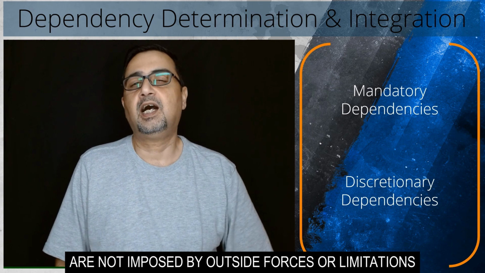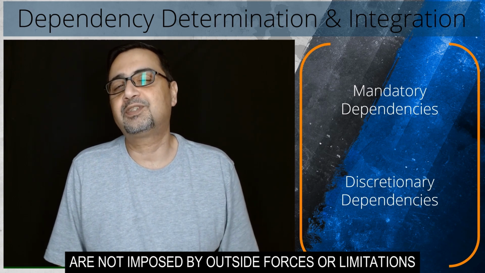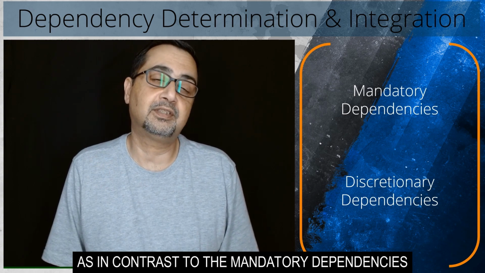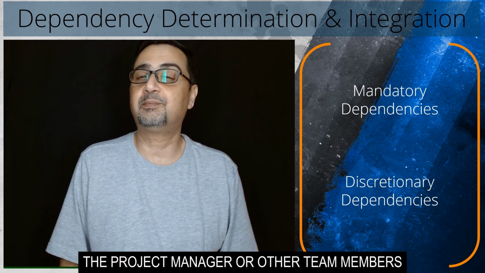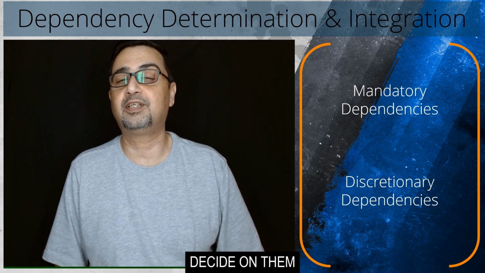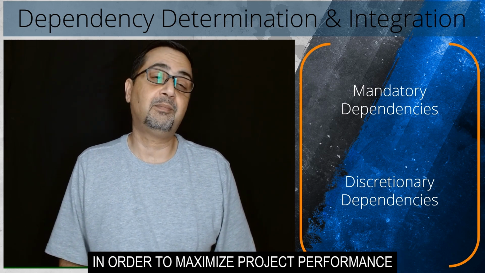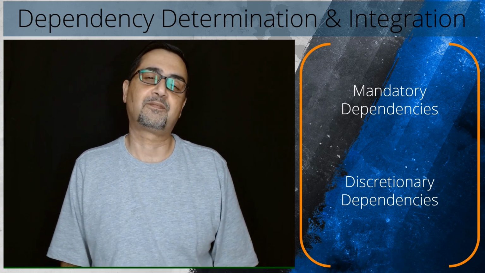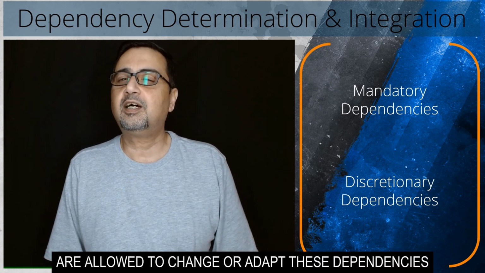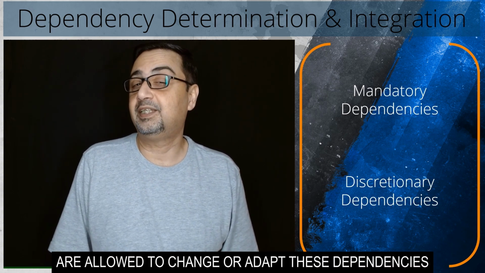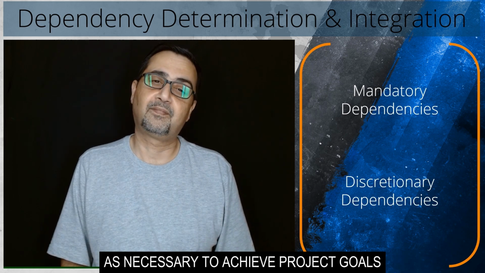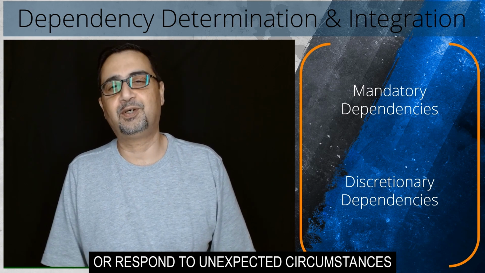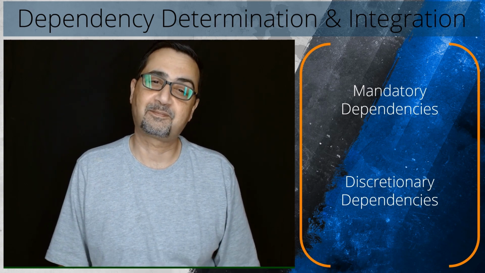Discretionary dependencies are not imposed by outside forces or limitations, in contrast to the mandatory dependencies. The project manager or other team members decide on them in order to maximize project performance, resource utilization, or the achievement of certain project goals. Project teams are allowed to change or adapt these dependencies as necessary to achieve project goals, work within resource limitations, or respond to unexpected circumstances.